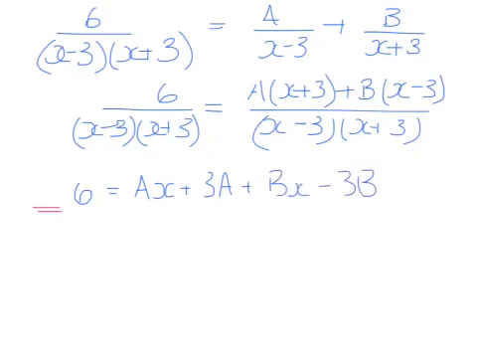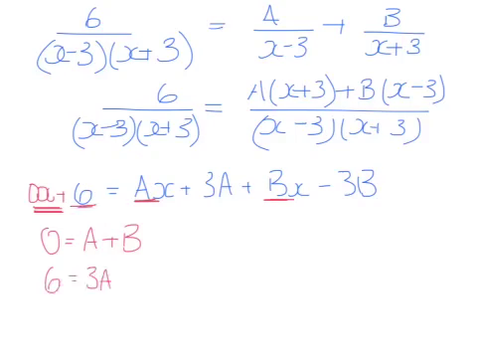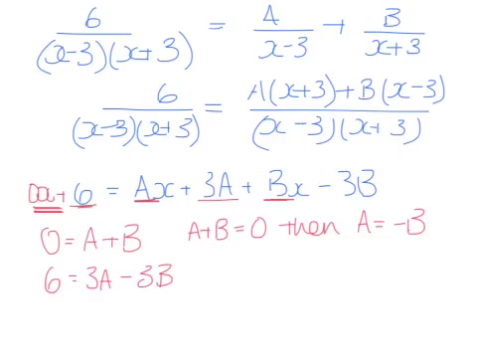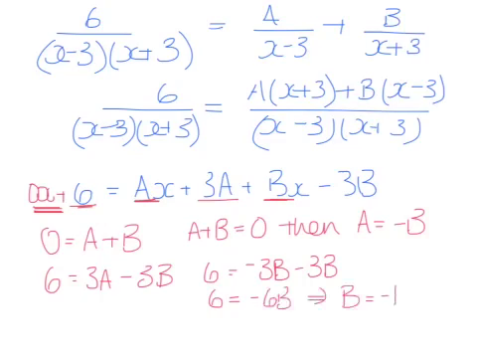Okay, on this side of the equation I've got no x's. So 0 is equal to a plus b, the coefficients in front of x. But in terms of the numbers, I've got 6 on this side and I've got 3a on this side minus 3b. Okay, so if a plus b is 0, then a is minus b, or b is minus a. So in this equation then, 6 is equal to minus 3b minus another 3b. So 6 is equal to minus 6b, which implies that b must equal minus 1, so a is 1.